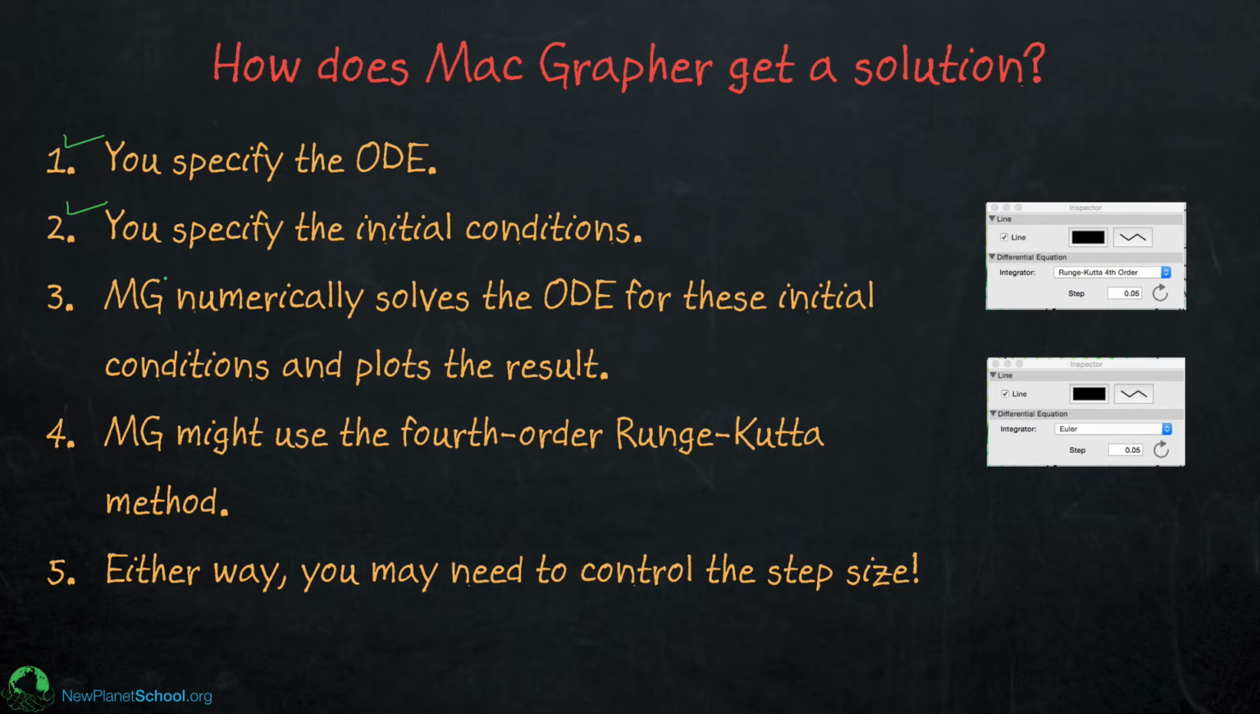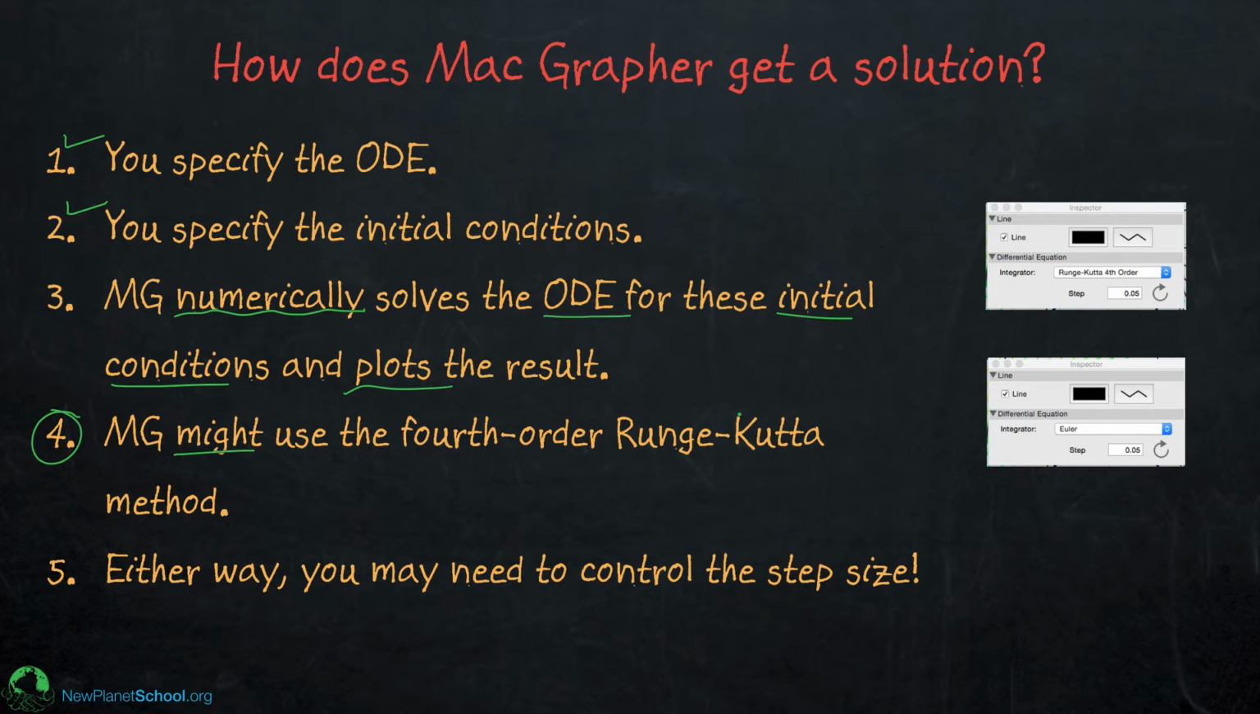what does MacGrapher do to get a solution? What it does is it numerically solves the ordinary differential equation you gave it for those initial conditions, and then it generates the plot that you're looking for. How does it do that? Unfortunately, you need to know a little bit about how it does that so you have a little bit of control that you're getting the right answer. So as I say here in item 4, MacGrapher might use the fourth order Runge-Kutta method. And here is how I know that.